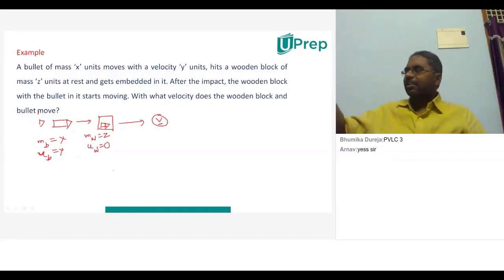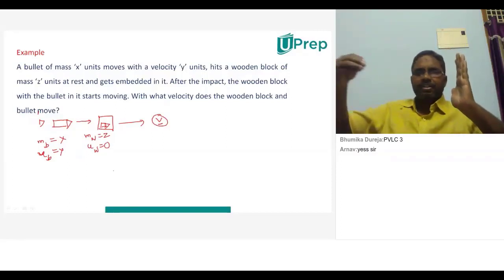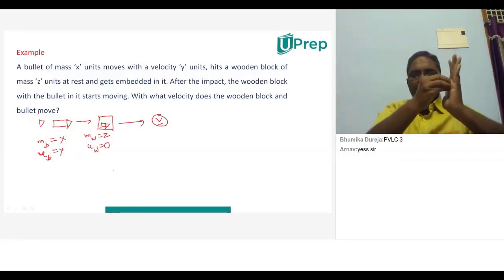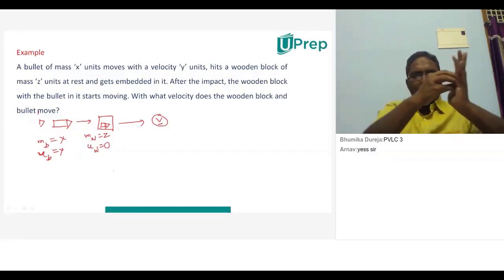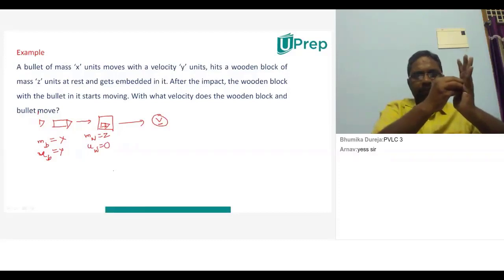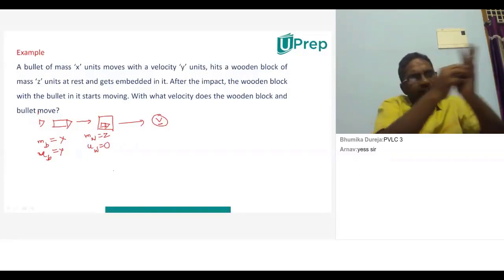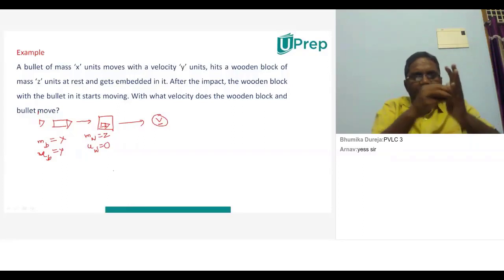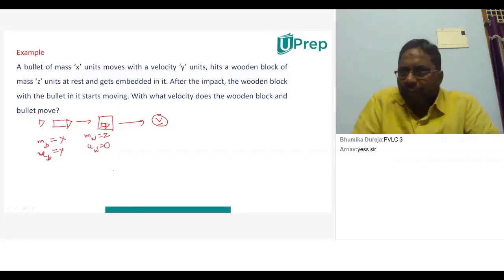A small bullet is there. This is a wooden plank, and the bullet is coming like this and hitting this wooden block, which is at rest. Now the bullet is embedded in it. That means it reached into this wooden block, and after that both are moving together with a common velocity, and I want to find this common velocity. With what equation do I find it? Arnav, at least you try.